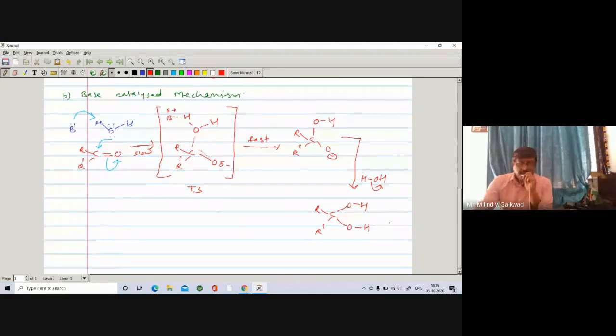So you get the gem diol. In this case, we have added water, and you observe that the two OH groups are directly attached to the same carbon atom. So you are having a diol, right? So you get the gem diol. When the two OH groups are directly attached to the same carbon atom, that compound is very unstable and it undergoes further dehydration, right?